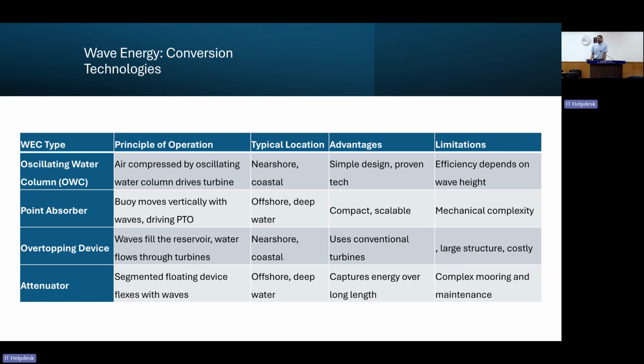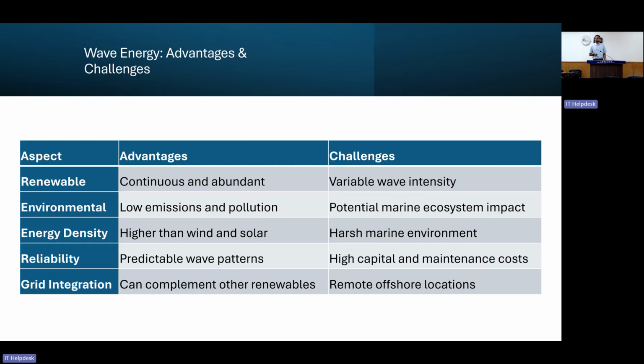There are various types of conversion technologies for wave energy. The first one is the oscillating water column. The second one is the point absorber. The third one is the overtopping device, and the fourth one is the alternator. You can quickly go through the advantages and the limitations of these technologies.